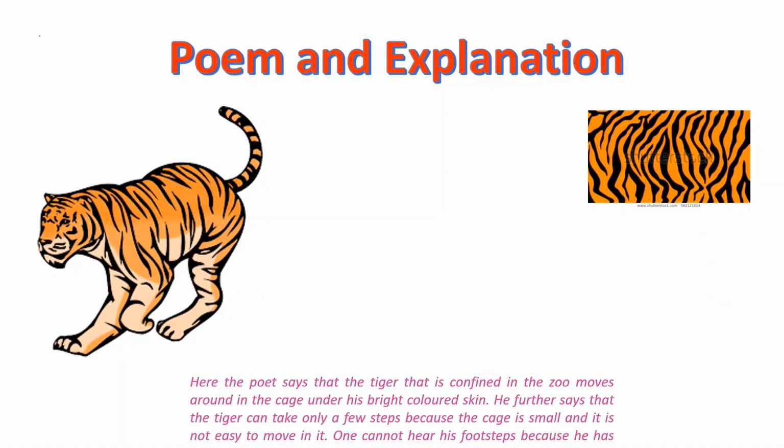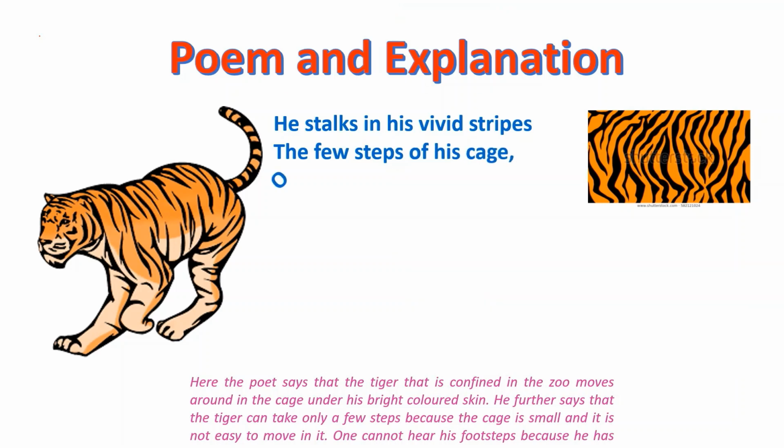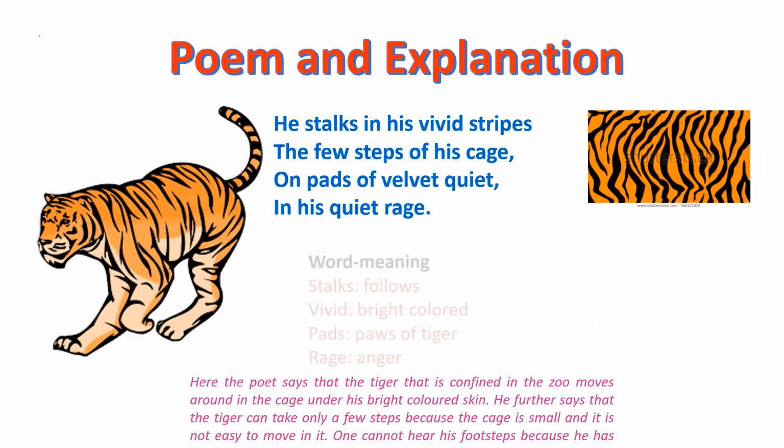Let's read the poem and explain it. He stalks in his vivid stripes the few steps of his cage on pads of velvet quiet in his quiet rage. Difficult words are stalks, follows, vivid, bright colored, pads, paws of tiger, rage, anger.